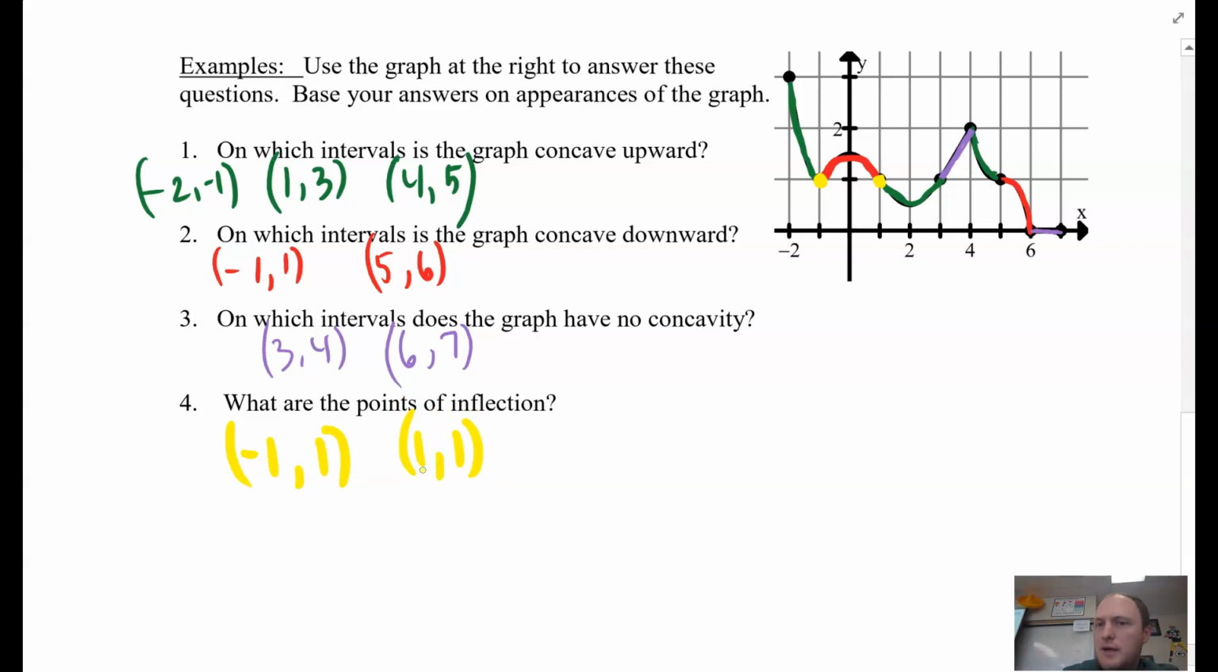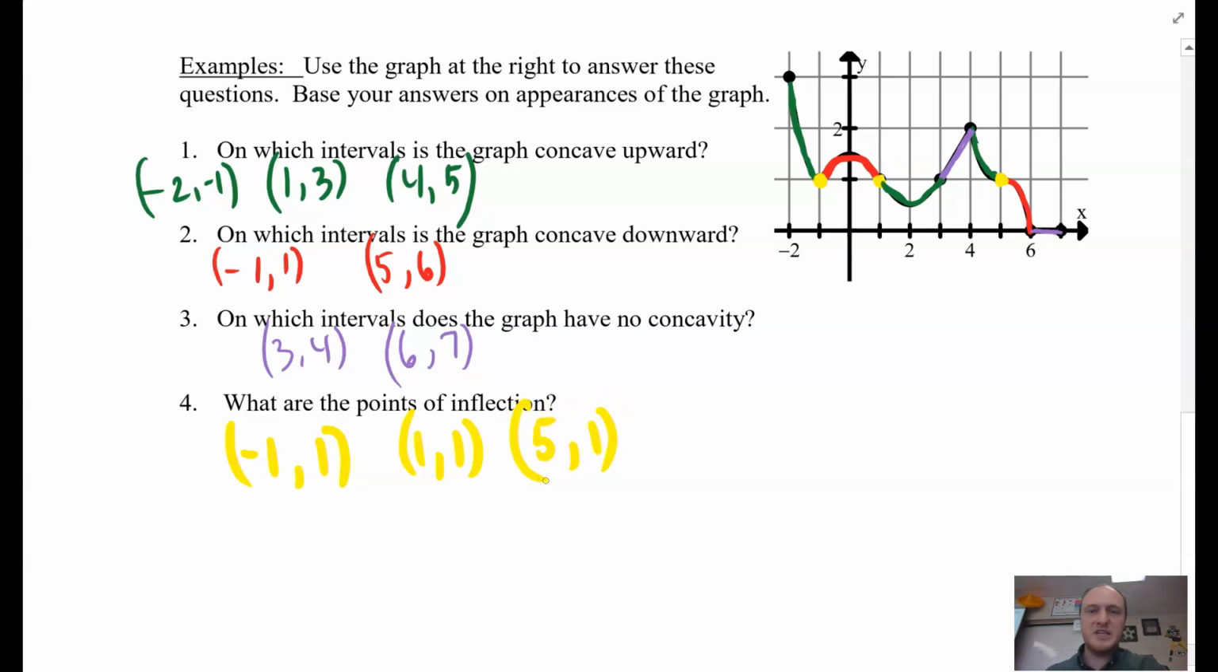And notice right here at this piece here, and this piece here, I'm not switching from concave up to concave down. It's a straight line, so there's no concavity there. And for the second one, notice that's a sharp turn. So those two examples are not inflection points. However, we do have one here at (5, 1).